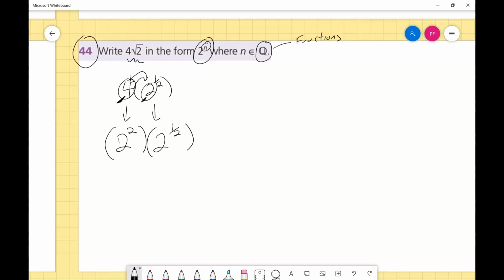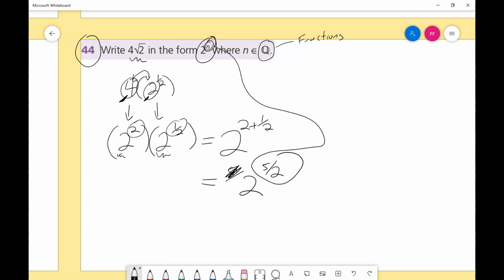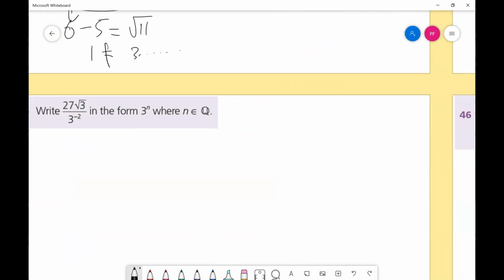Now, my base numbers are the same. So what do I do to my powers when I'm multiplying? I add my powers. So it's 2 to the power of 2 plus a half, and 2 plus a half is just going to be 5 over 2. Okay, and there my n is a fraction. Moving on to question 45.